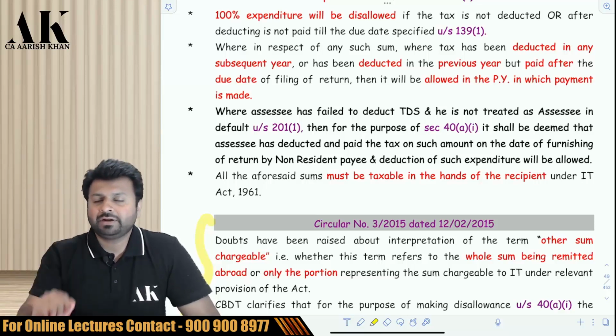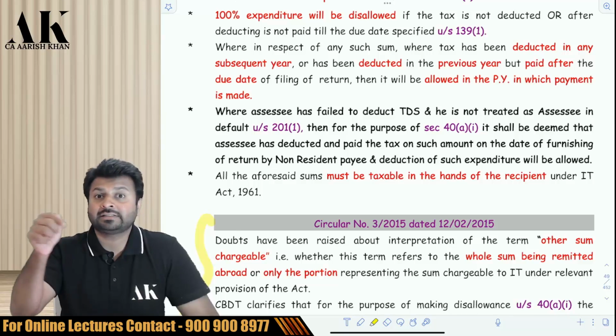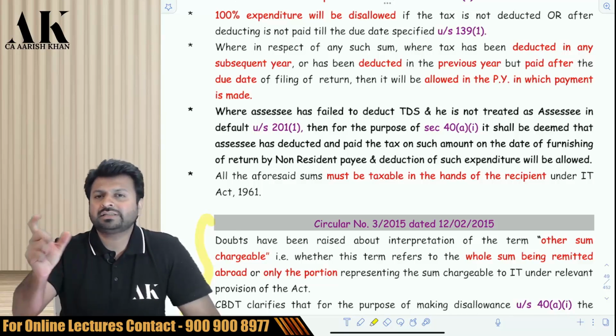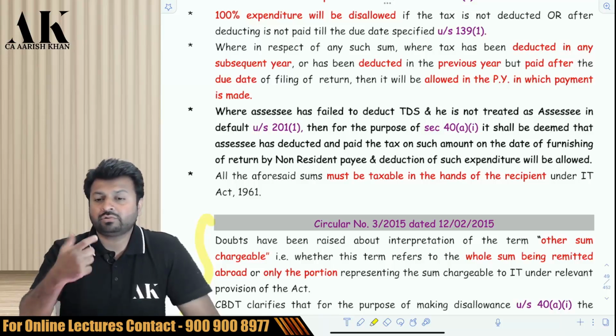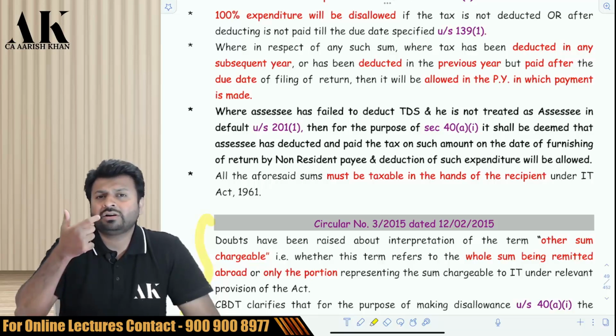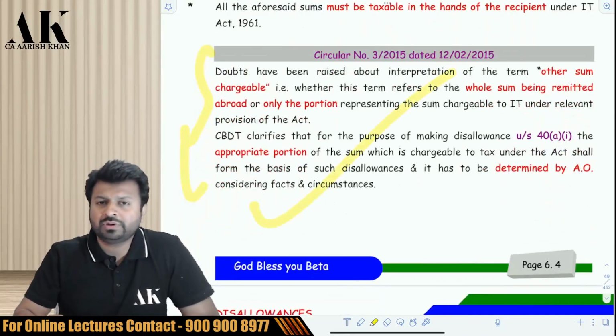Suppose I am making a payment of 10 lakh rupees to the other person, and the entire income is not subject to tax in India. Only 40% of the income is chargeable to tax in India. Then the assessing officer will determine how much percentage is chargeable to tax in India. You cannot decide. Suppose the assessing officer decided 40%, then you have to deduct TDS on that 40%, that is, on 4 lakh. If you do not deduct TDS on that 4 lakh, then only 4 lakh will be disallowed. 10 lakh cannot be disallowed. This is what is written in this particular circular. Okay, I hope it is clear to you.